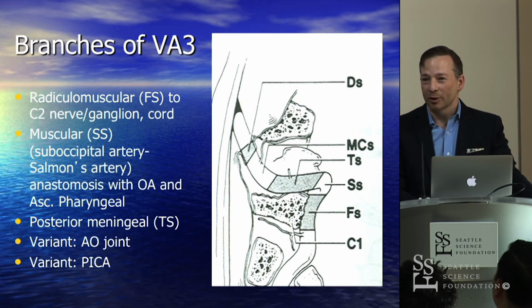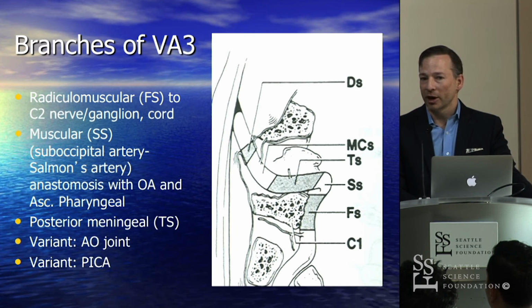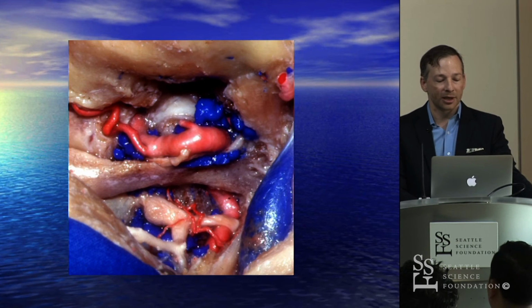Some branches people forget about that you see in the various parts of the vert. This is the right vert, as we see coming up with its segments. And we see that there's some branches to the cord, radicular branches, ganglia that come off here from this segment. We see a big muscular branch that you can take that's called Salmon's artery. You see that there's a posterior meningeal that you can take usually. PICA, I just showed you a good example when you can see that. You can't take that if you have the choice. And sometimes you'll see a little branch to the joint, which you can obviously take.